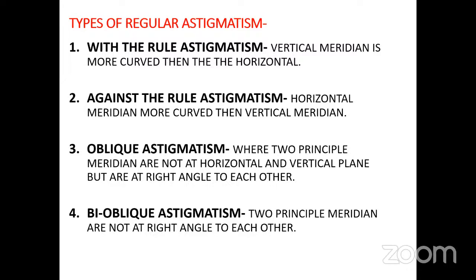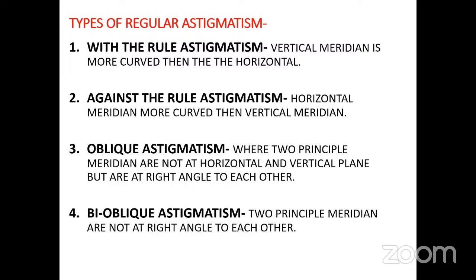Why is it with the rule? Because power in the horizontal meridian is more than the vertical meridian. Yeah. So the simple thing to remember is that if cylinder is plus and it is at 90 degree, or cylinder is minus and it is at 180 degree, it is with the rule astigmatism. Yes, sir.